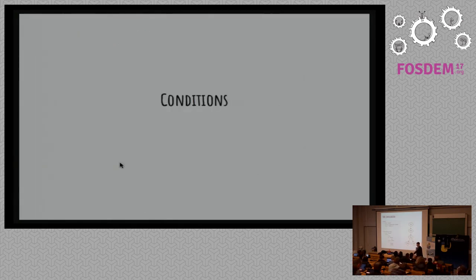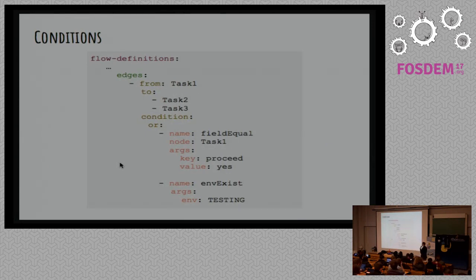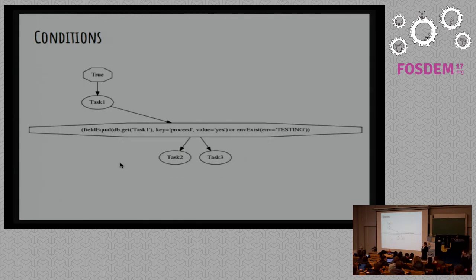You might be wondering what are these octagons in the picture. These octagons are conditions. So what Selinon allows you is to state conditions and execute tasks conditionally. For example, let's say we want to run task two and task three after task one, and we give a condition like, hey, I want to run if field is equal, that means the result of task one has key proceed, and this key has value yes. Or if there's some environment variable, and this environment variable is named testing. So by providing this condition, we have conditional execution.